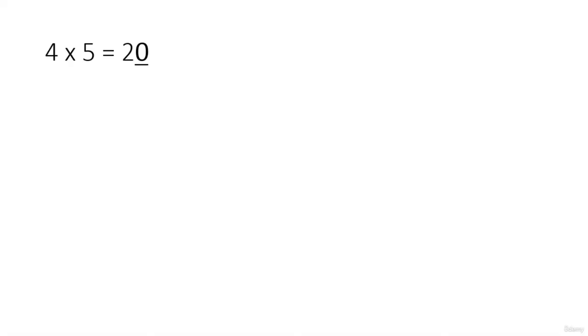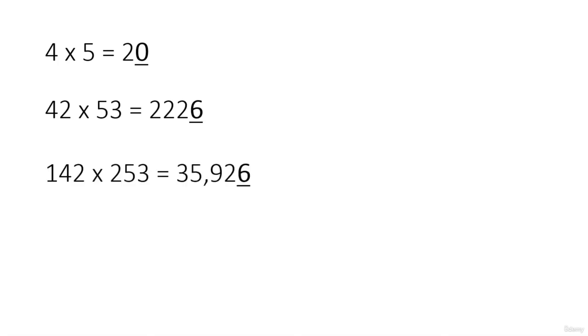Let's start. We'll first talk about 4 into 5, which gives us 20. We observe that the units place here is 0, right? Similarly, if you take 42 into 53, the units place is 6, and 142 into 253, whatever is the answer, the units place is 6.